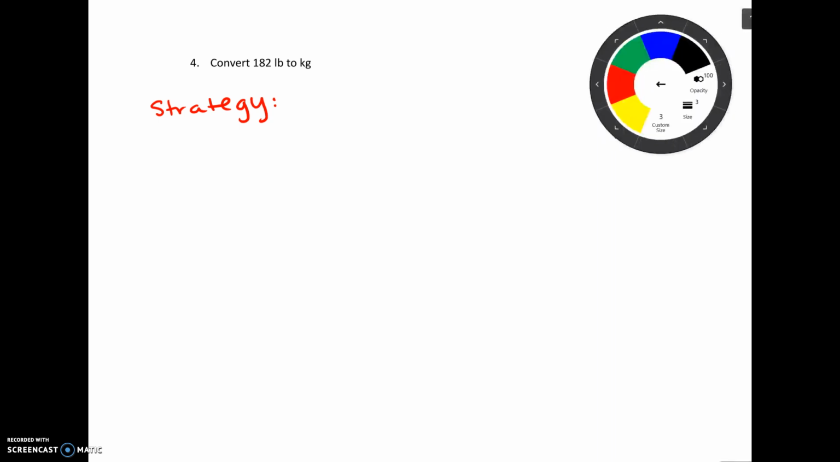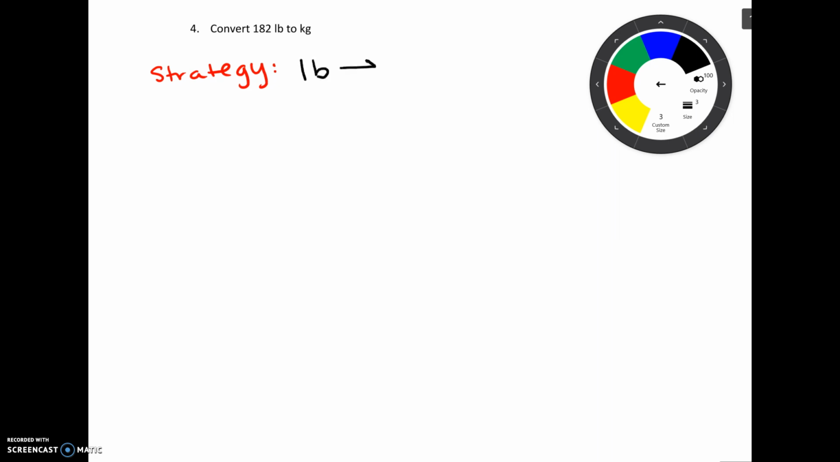So looking at my blue reference sheet, I know that I can get from pounds to grams because I know that there's 454 grams in 1 pound. I need one more step here. So because I don't have a direct relationship between pounds and kilograms, that's my clue that I need to do this problem in more than one step.